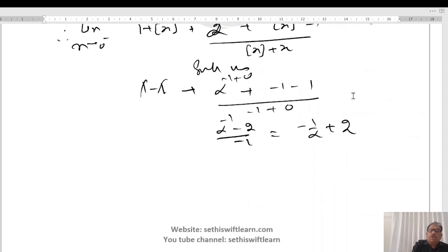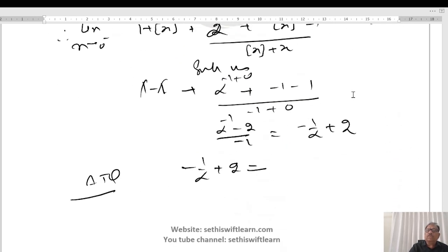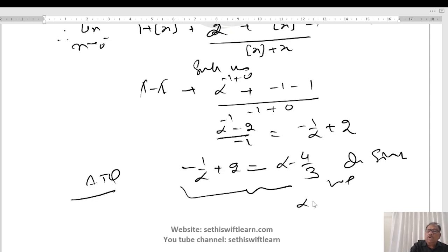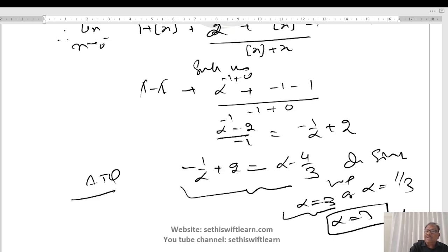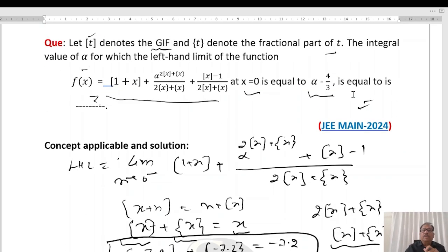Now, according to the question, minus 1 by alpha plus 2 is equal to alpha minus 4 by 3. On simplification, we get alpha equal to 3 or alpha equal to 1 by 3. According to the question, we have to pick up integral values. Therefore, alpha equal to 3 is the correct answer. Fill in the blanks will be 3 here, right?